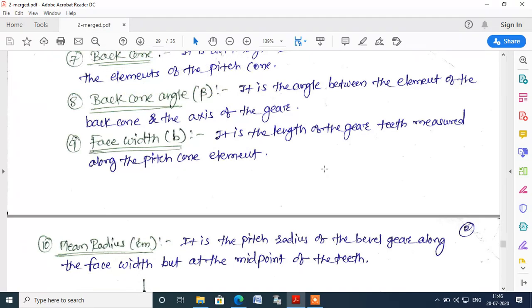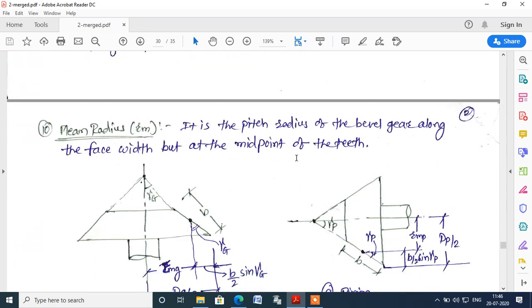Next one is face width. Back cone angle is denoted by beta and face width is denoted by small b. So face width is the length of the gear teeth measured along the pitch cone element.